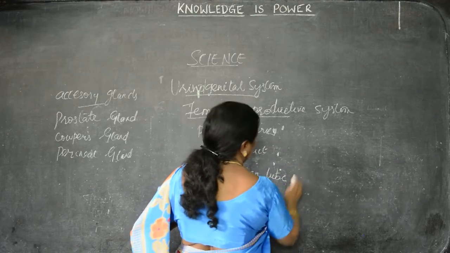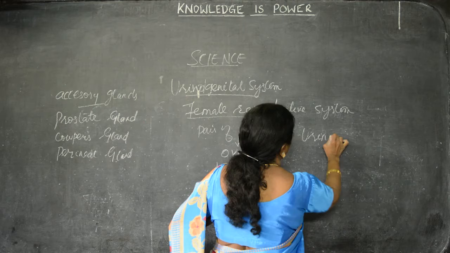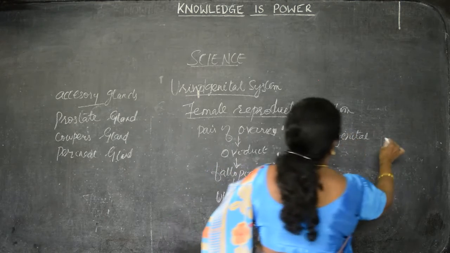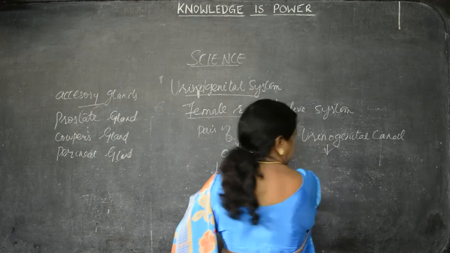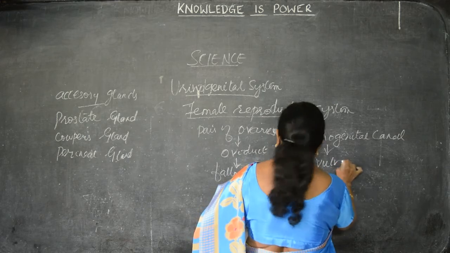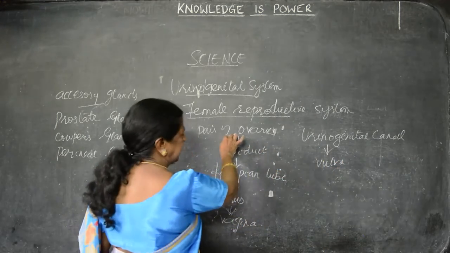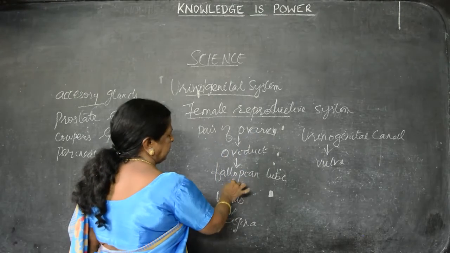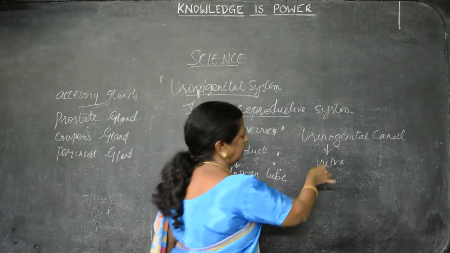So, the eggs are stored next to the uterus, and you can see the urinogenital canal. And there is a small apparatus, the same as we have seen in the male, that is the vulva. So, what are the female reproductive parts? A pair of ovaries, which extend to the oviduct, fallopian tube, then the uterus, vagina, urinogenital canal and vulva.